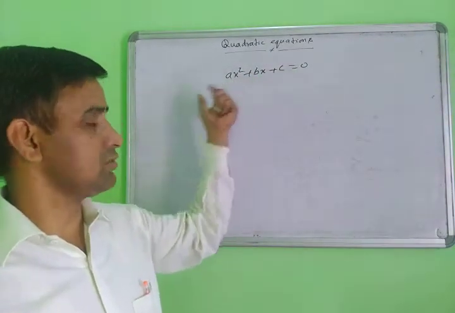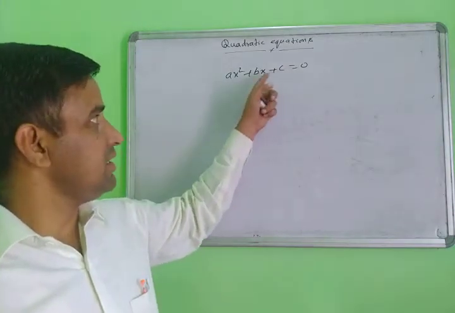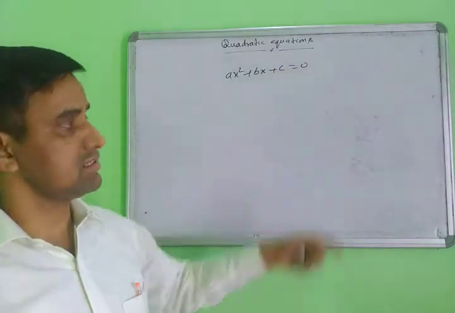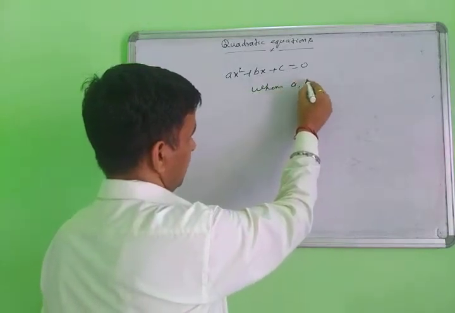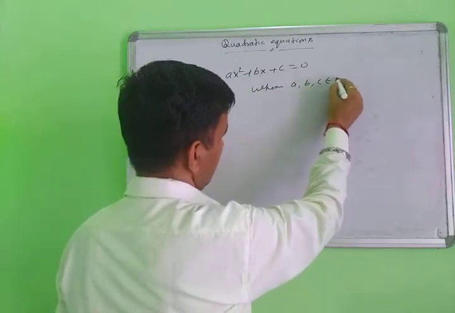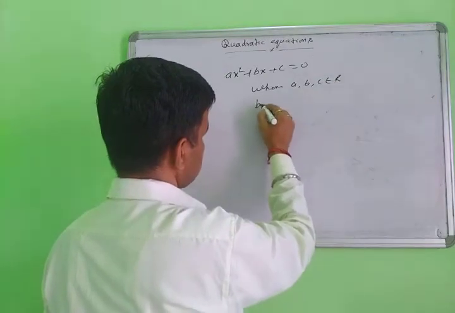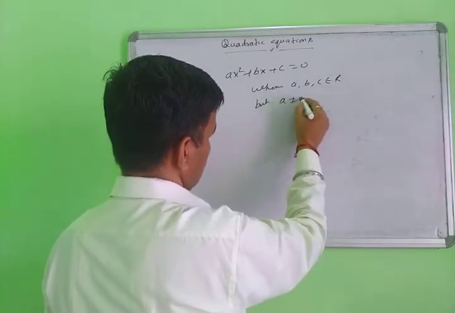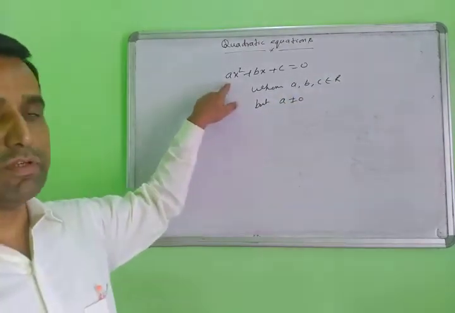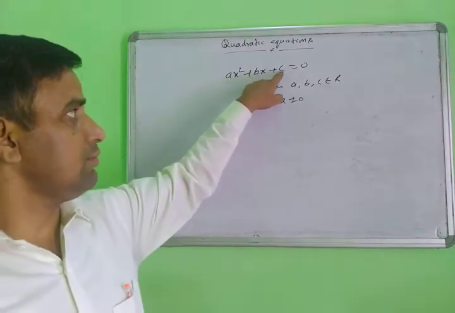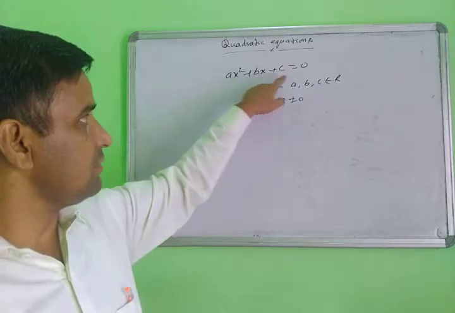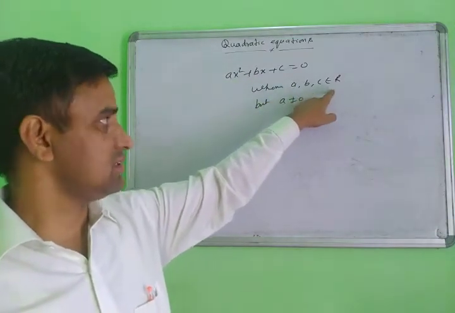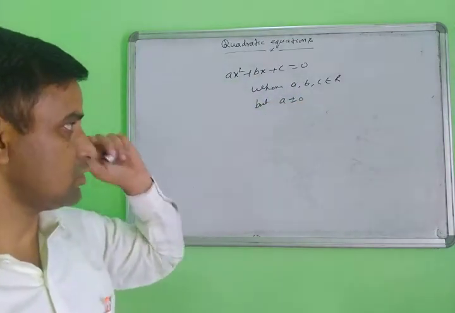This is the standard equation of the quadratic equation, where a, b, c are real numbers. That is, a, b, c belong to real numbers, but a is not 0. The value of a will not be 0. b and c can be 0, but a will not be 0. Other than that, a, b, c all belong to real numbers except that a is not 0.